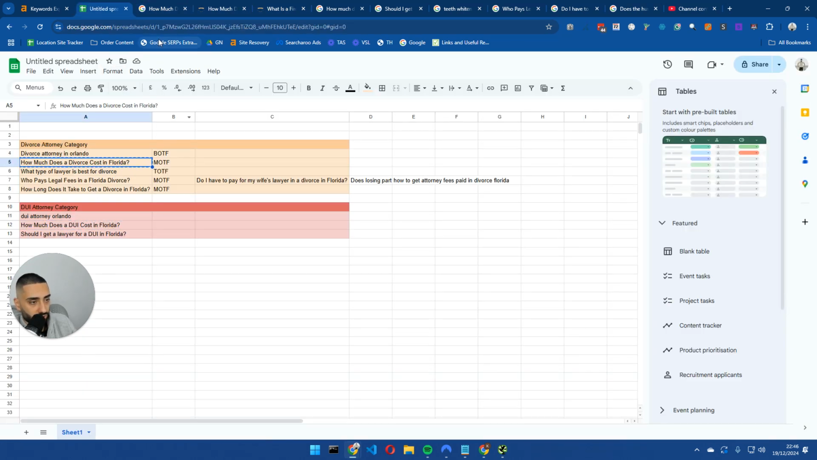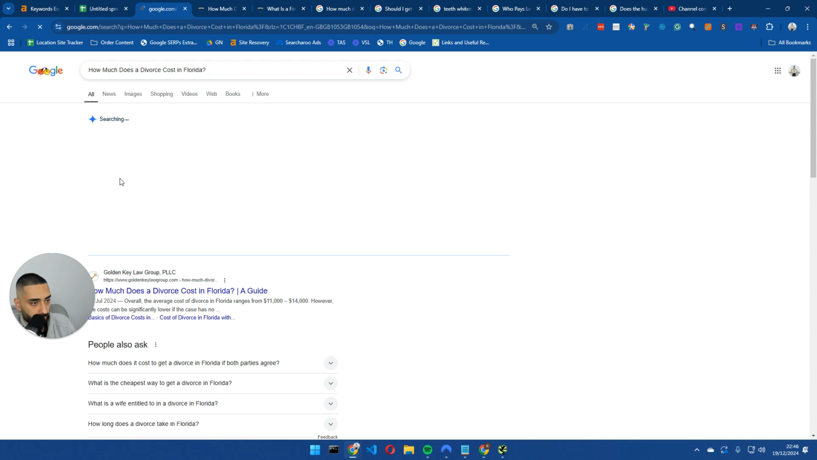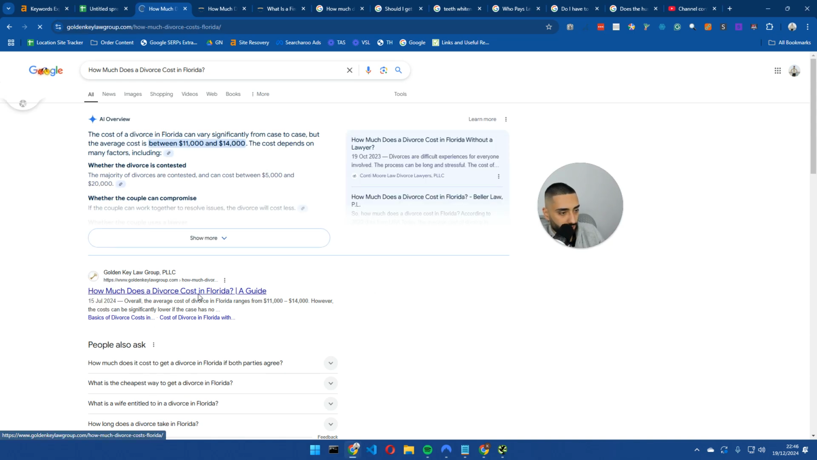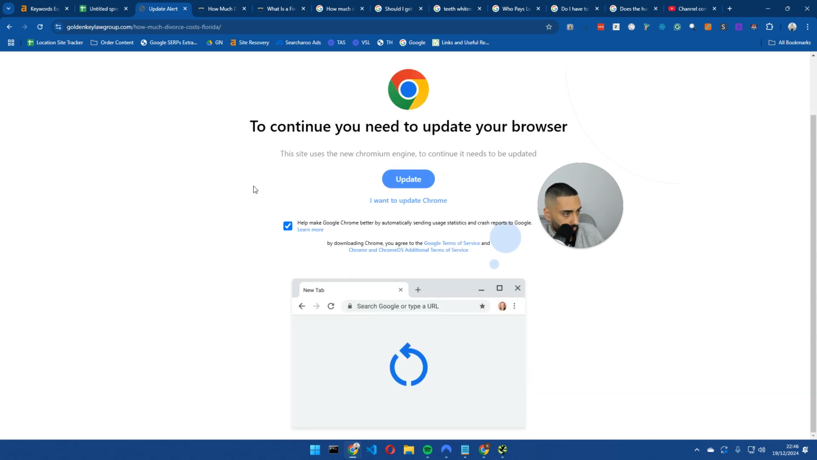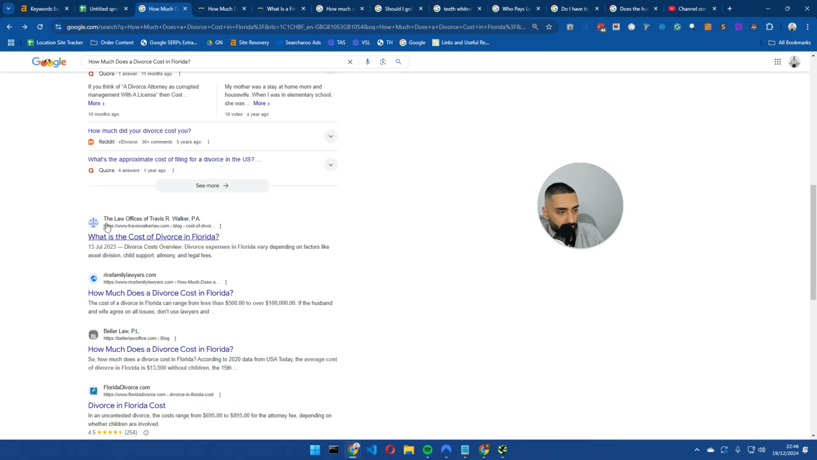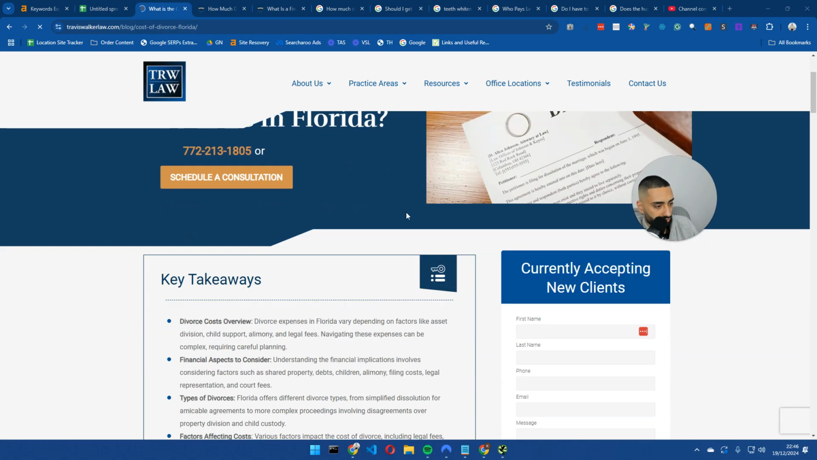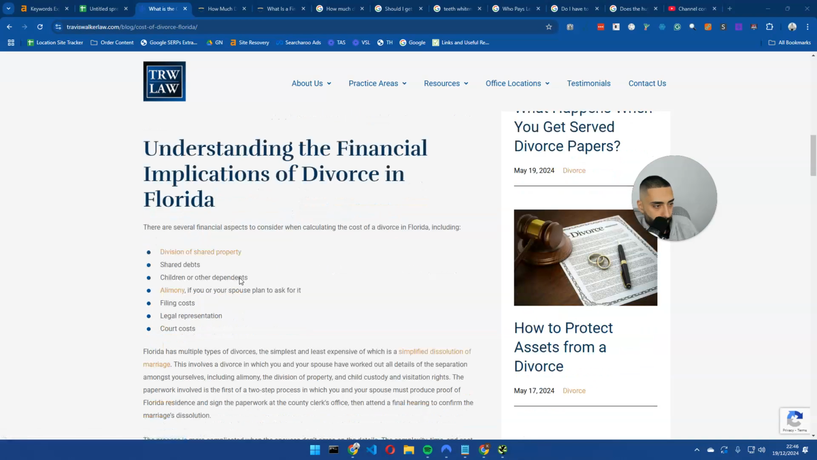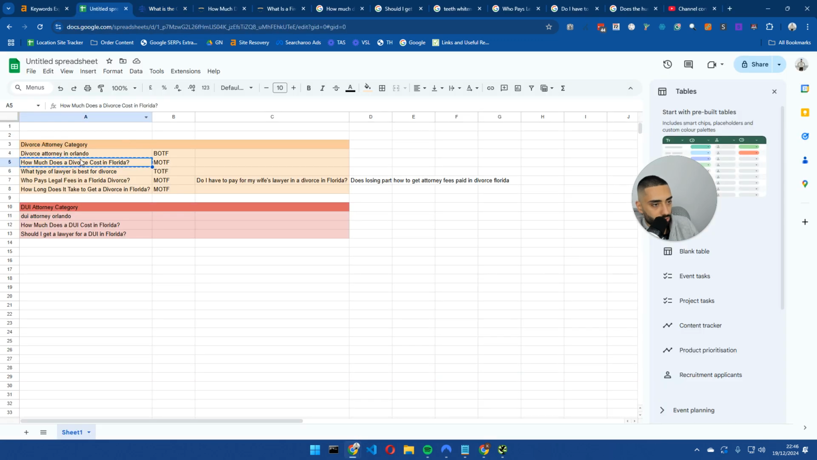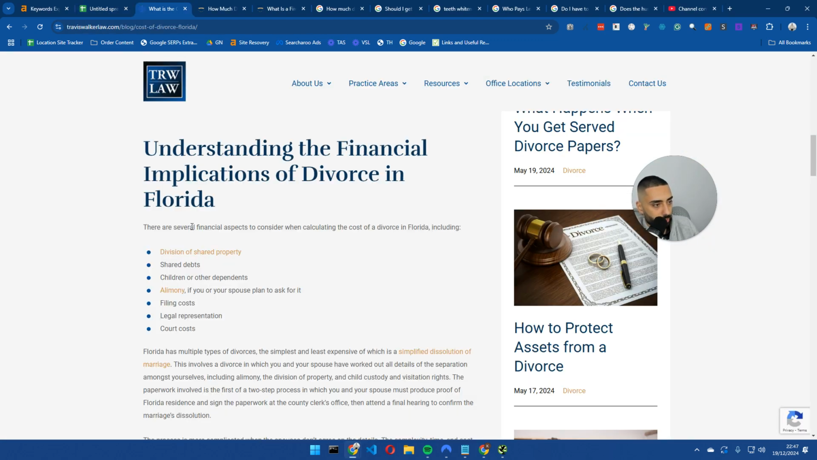What you want to make certain that you are doing from these blogs as well. So for example, how much does a divorce cost in Florida? Let's load up whoever's ranking for this. Is this website being hacked? Yeah, this website's been hacked, so we will ignore that first one and go to the second result. What you should be doing is making certain that you're internal linking to other pages throughout this actual section.